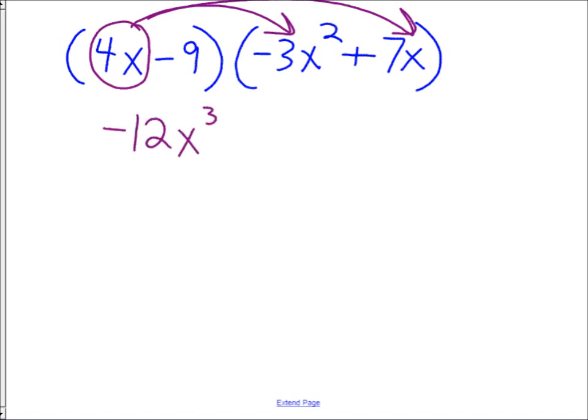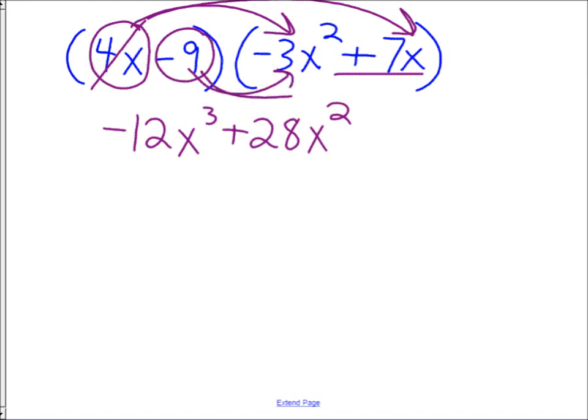Remember, I add the exponents. Then I take 4x and multiply it to a positive 7x, and I'll get positive 28x squared. So now that I multiplied 4x to all the terms of the second polynomial, now I will take a negative 9 and multiply it to every single term of the second polynomial. So negative 9 times a negative 3x squared is a positive 27x squared. And negative 9 times a positive 7x is going to be negative 63x.